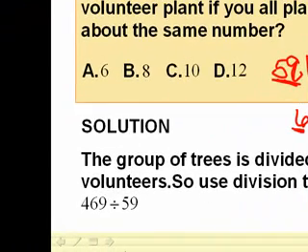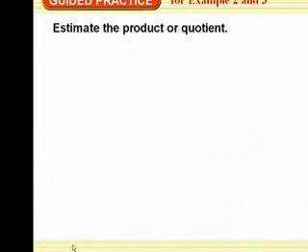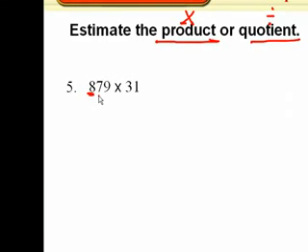All right. Let's see what we got going here with some guided practice. Estimate the product or the quotient. So remember that product is the word that means to multiply. Quotient means divide. Product, multiply. Quotient, divide. More vocabulary. So we're rounding 879. We round to that leading digit, the 8. We look at the 7. It's big enough to go up. So that's going to be 900.